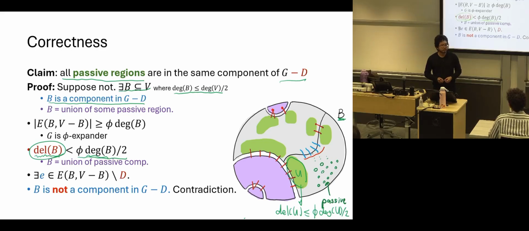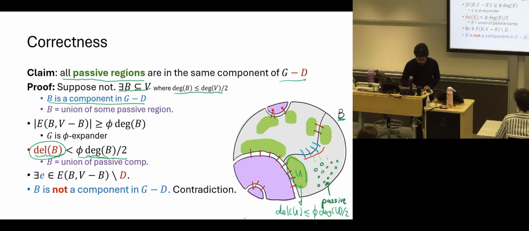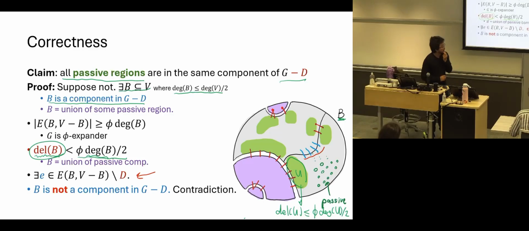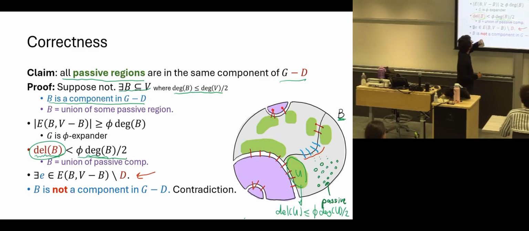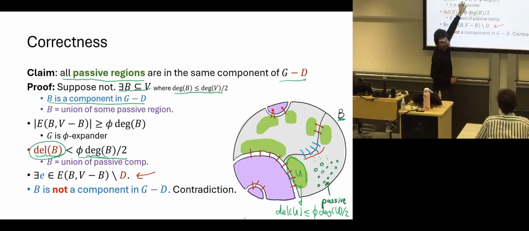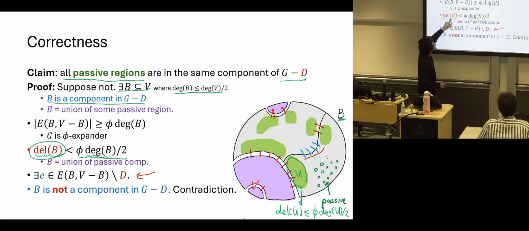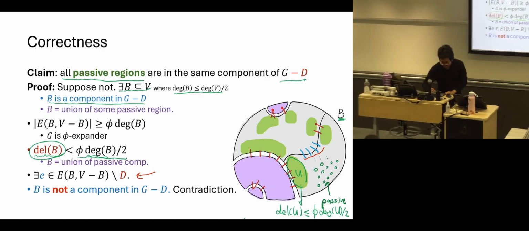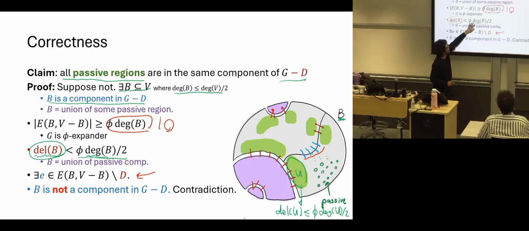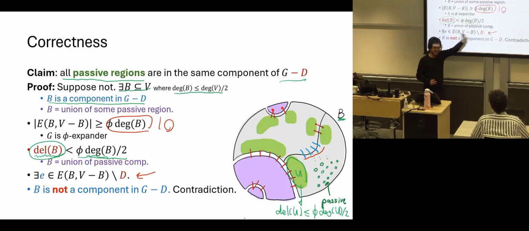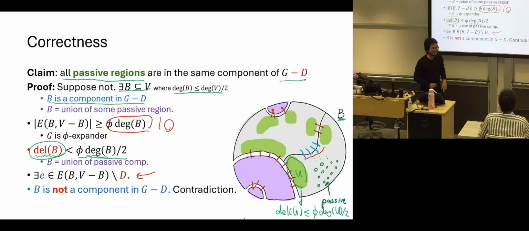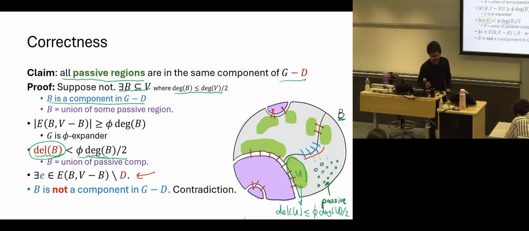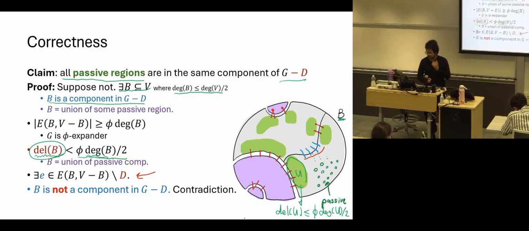Sorry, could you explain the last part, where the edge comes from? This one? Right. I know that the boundary of B is big, but I can delete only half. Let's say this number is 10. I can delete at most 5 edges. So there's something crossing the boundary that can't be deleted. There's something we didn't delete that crosses B. Okay. Hopefully it's clear.